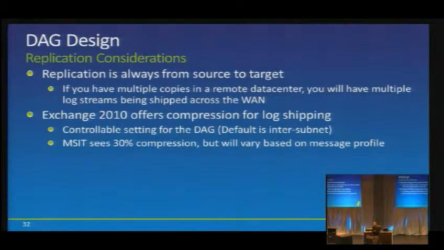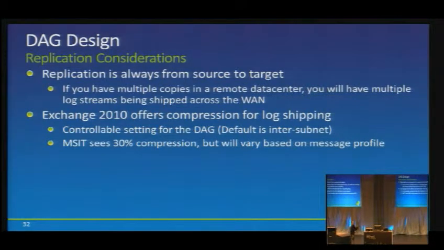But either way, replication is always going to be from the active copy, the copy that's changing, to the passive copy. If you have multiple copies of the same database in a remote data center, we're sending those changes over the wire twice. Okay? If you have 3 copies, it's going over 3 times, 4 copies going over 4 times, and so forth. Okay? We don't have any deduplication.